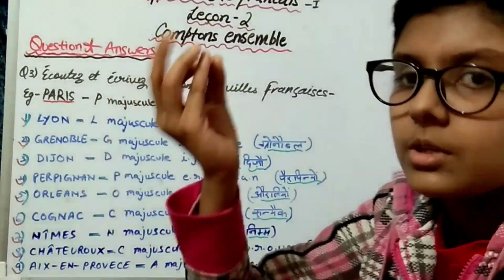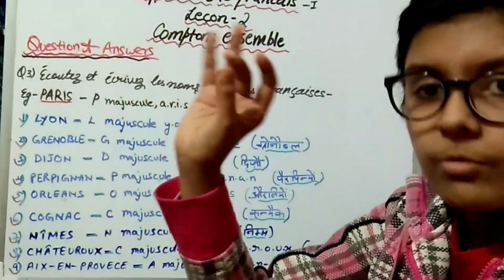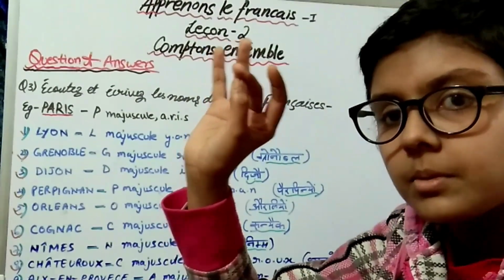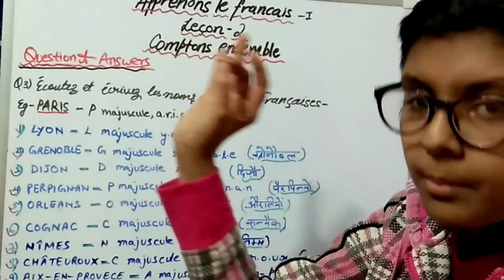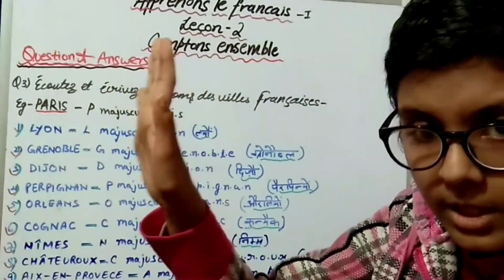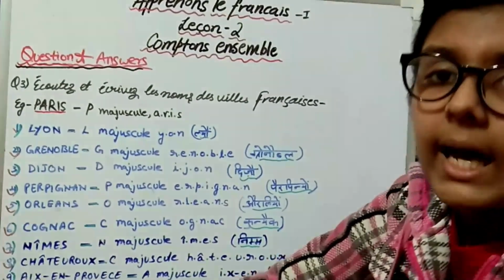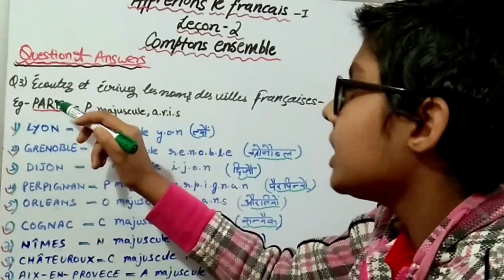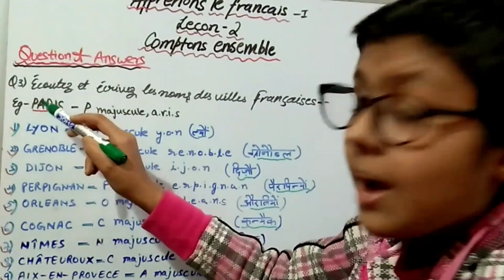So what is the difference between English pronunciation and French pronunciation? First, remember that the difference between English and French is that all the letters are the same, but just the pronunciation is different. Like we pronounce A in English as A only, and in French we pronounce it differently. So here we have the first one, Paris, and it is pronounced as Paris.